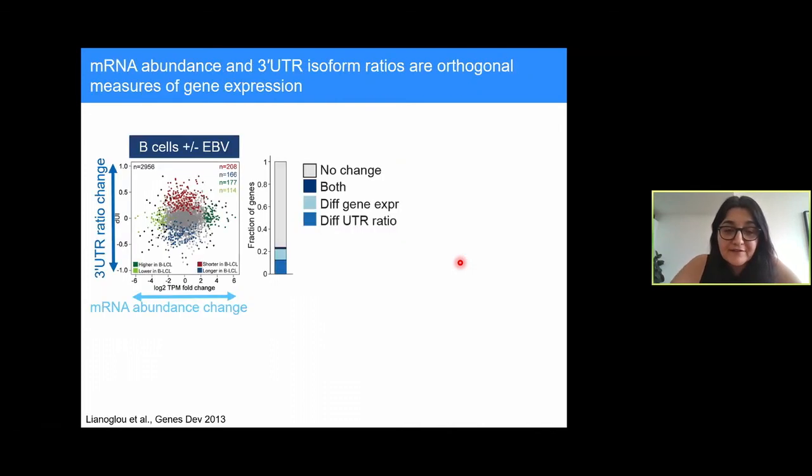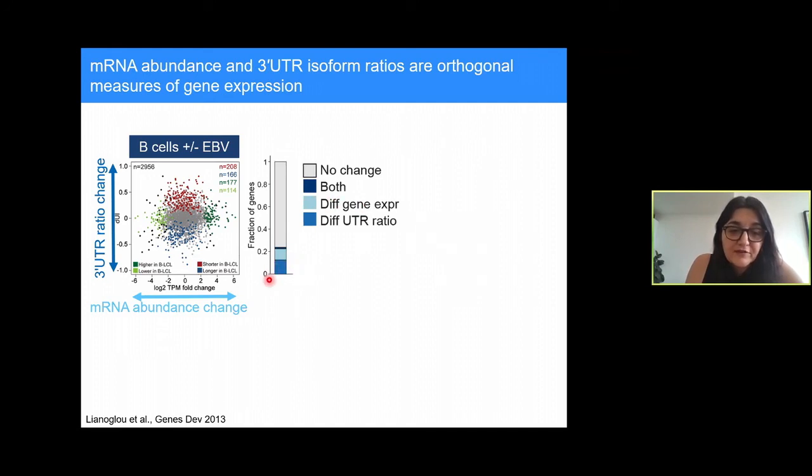Another surprising finding that we obtained in this initial study is shown here. At the time, basically everybody, we and others, thought that the major function of 3'UTRs is the regulation of mRNA and protein abundance. So if this were true, what we expect is if we look at different stages during differentiation or transformation, the genes that change significantly their UTR ratios would also change their mRNA abundance levels. But this is not what we saw.